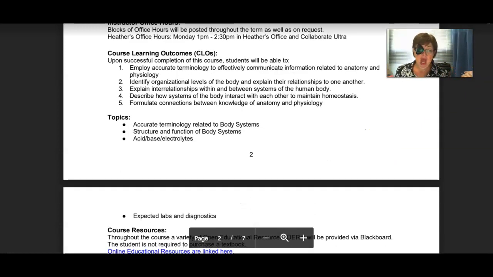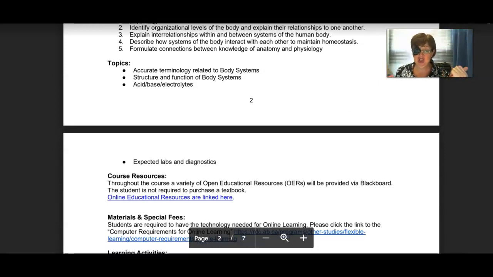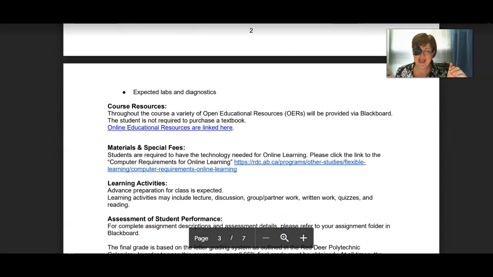Okay? I'm going to look at terminology. I'm focusing a lot on terminology, function, and structure, a little bit about acid bases, and a little bit about the diagnostic tests. You don't have to memorize the test results. Usually, you just need to know what test tests what.